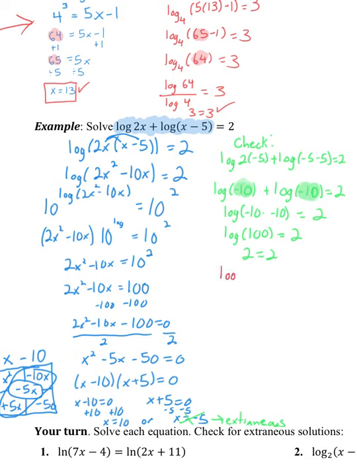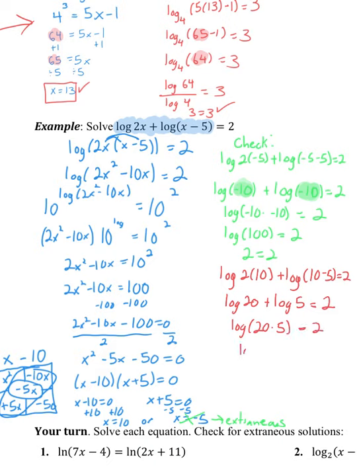Now let's check the other one. The other one I used +10. And I get log of 20 plus log of 5 = 2. That becomes log of 20 times 5 when you condense this to a single logarithm. And 20 times 5 is 100. Log of 100, we already said, is 2. We get 2 = 2. So this one works.